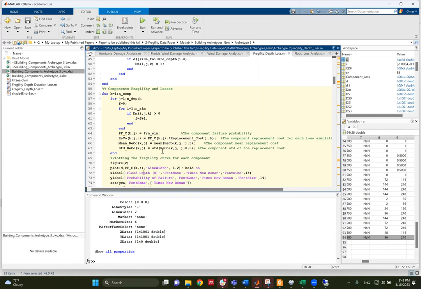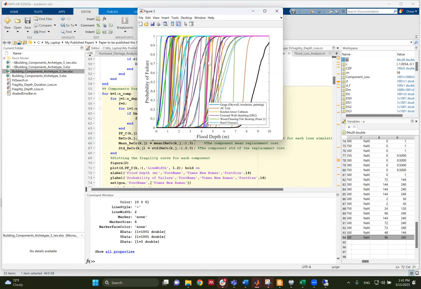So what I'm doing here, I'm asking MATLAB to plot. I have one single flood depths vector, but I have the probability of failure for each component across these depths. And I'm asking MATLAB to plot them all. So if I showed you the curve, it will be something like this.